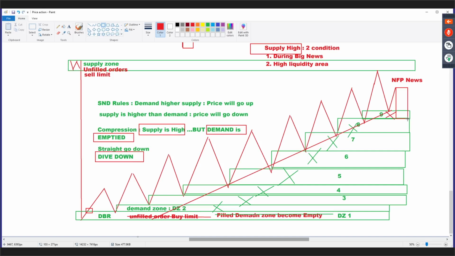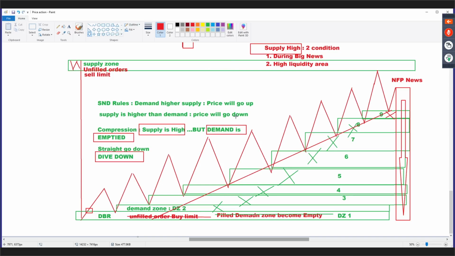Now it looks for demand zone number 8. Number 8 is already cleared. So it goes down again. Looking for number 7, but number 7 is already cleared. It goes down again. Looking for number 6, number 5, number 3, number 2. Let's suppose it cannot find a demand zone. So this is when the compression works. It goes straight away like this, a dive down. Okay, so this is when you want to use this as your strategy or entry. So far so good, understand or not?